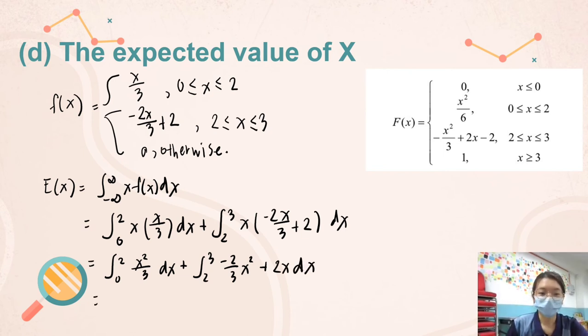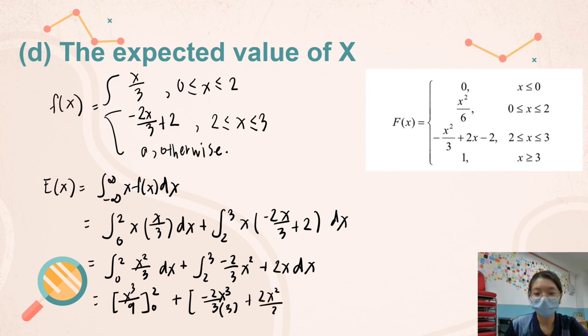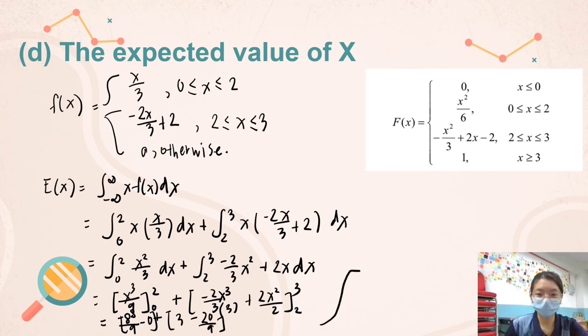So next step we are going to integrate it. Integrate x squared over 3, we will get x cubed over 9, from 0 to 2, plus negative 2 over 3 x to the power of 3, and then 3 plus 2 x squared over 2. So this one is 2 to 3. So finally we will get 8 over 9 plus this one is in minus 0 plus 3 minus 20 over 9. So lastly, this is what we answer, which is 5 over 3. So this is the final answer.